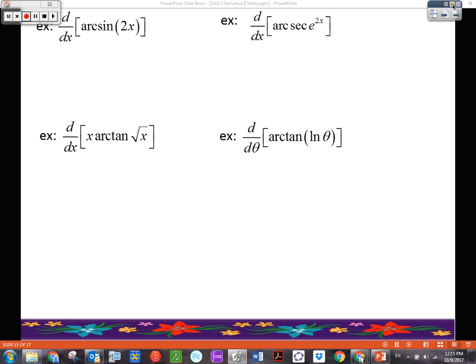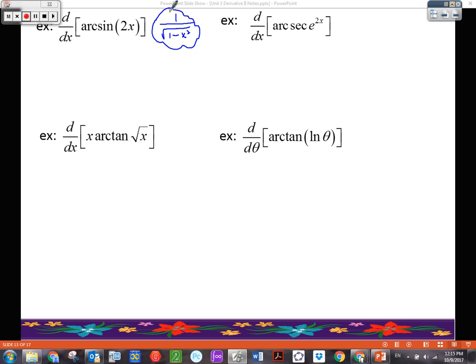So how in the world are we going to do a chain rule with those weird looking derivatives? What I would encourage you to do is write the template for arc sine. So just this plain standard derivative looks like this. This is our template.